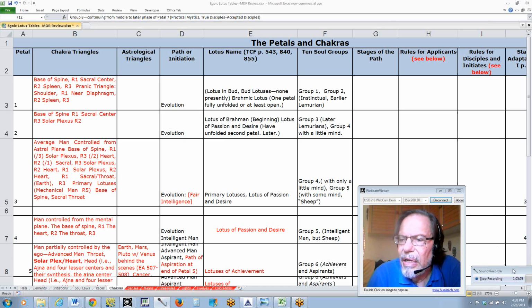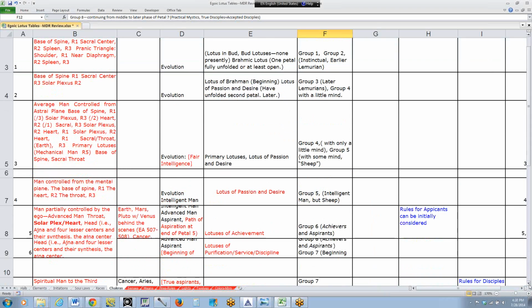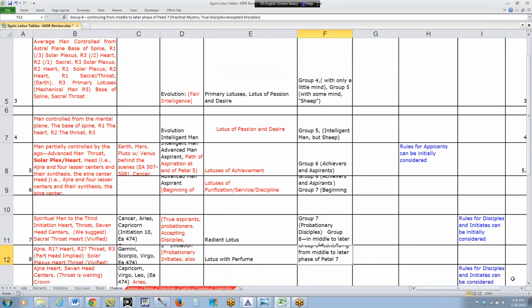Now DK on page, what does he do here? On page 170 of Cosmic Fire, he gives us man controlled from the mental plane. He calls it the base of the spine, the heart, the throat. Ray 1, Ray 2, Ray 3. At least that's an estimation. And man, also in petal 3, could be considered controlled from the mental plane, but with ray 4 increasingly controlled by the personality. And I think I should put that in here.